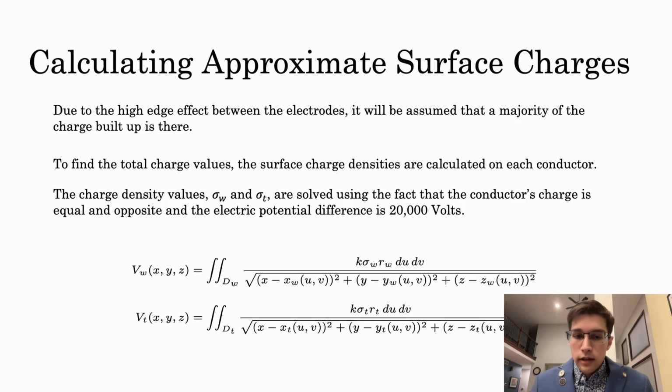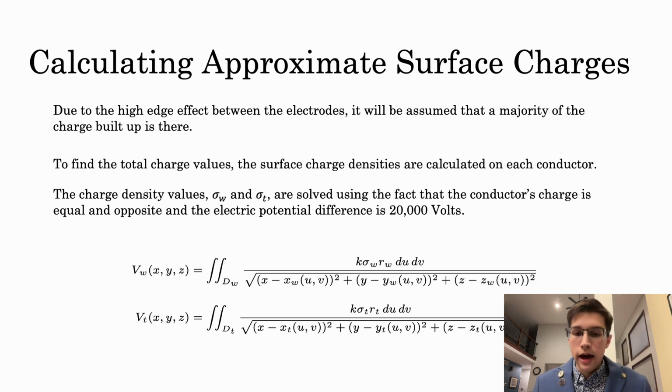We also will have to calculate the approximate surface charges. Due to the high edge effect, we assume that the majority of the charge is built up there. To find the total charge values, we can calculate the charge densities. Using the fact that the conductor's charge is equal and opposite, between the wire there's some positive charge, and on the copper tube there's a negative charge that is equal in magnitude.